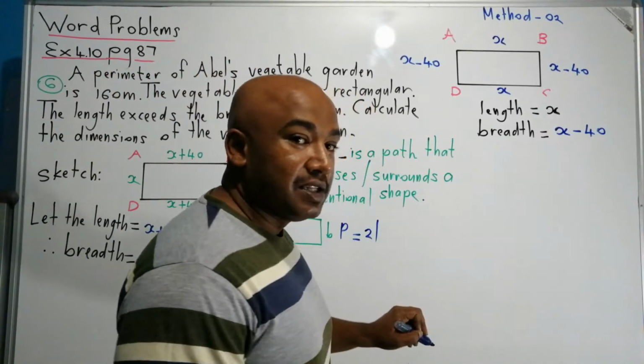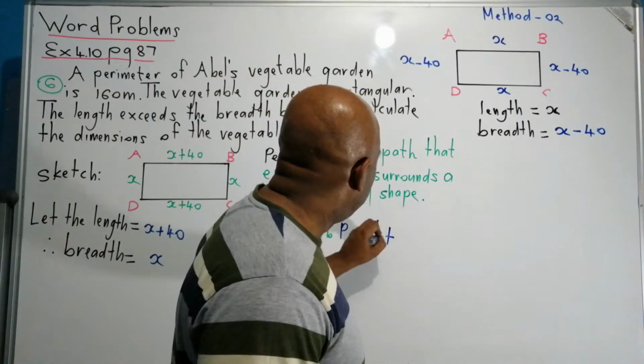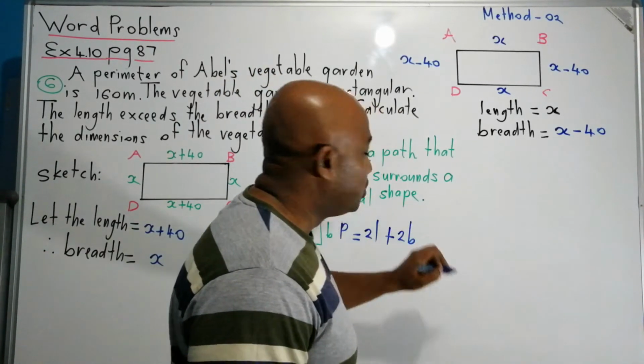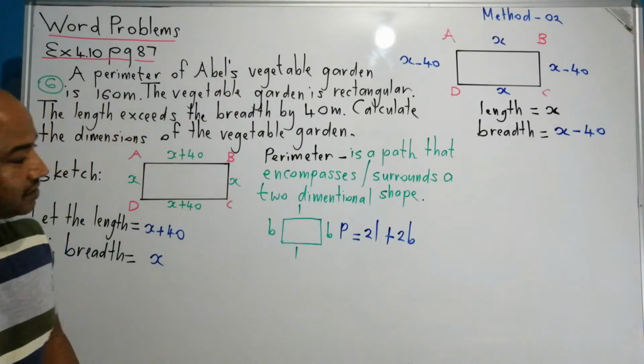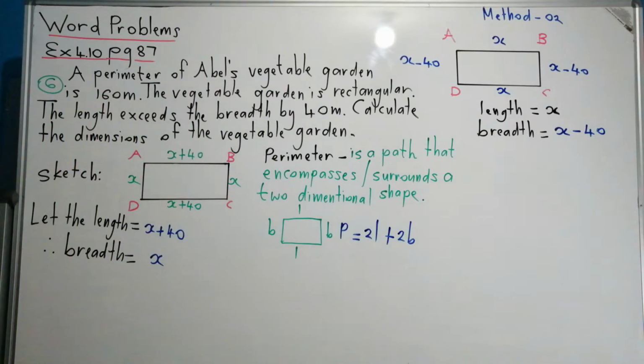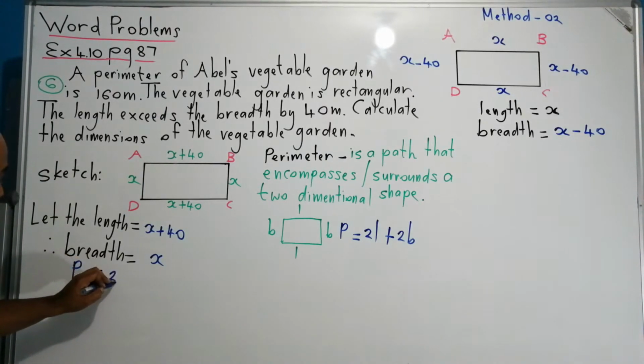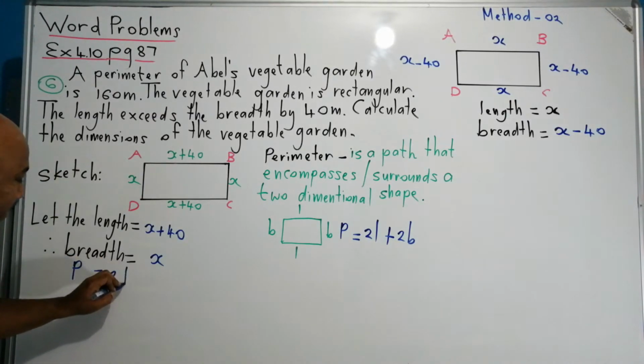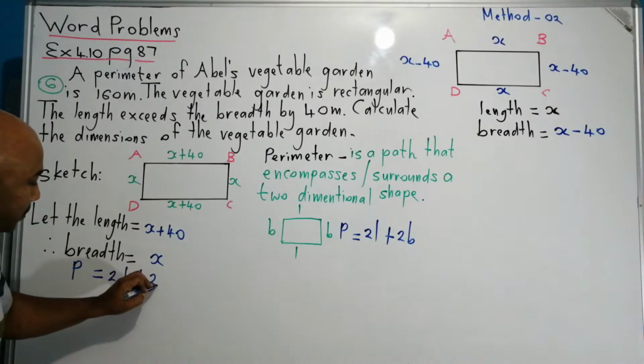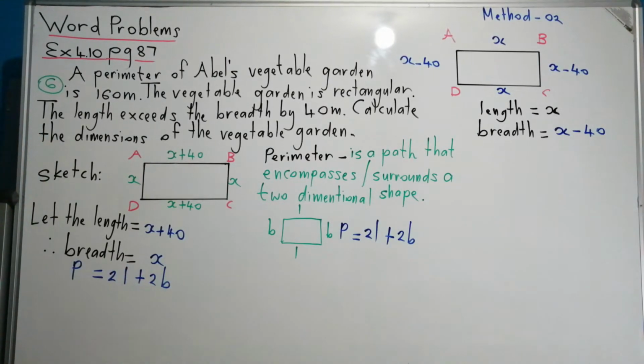We have length plus length is 2 lengths, and breadth plus breadth is 2 breadths, or width. So that is the formula for perimeter. So let's form our equation. We know that perimeter is equal to 2 times the length plus 2 times the breadth.